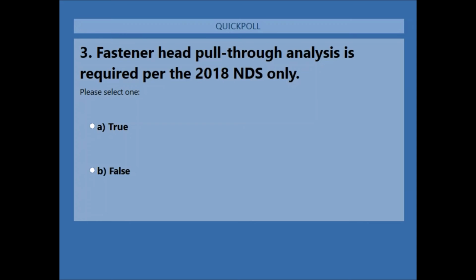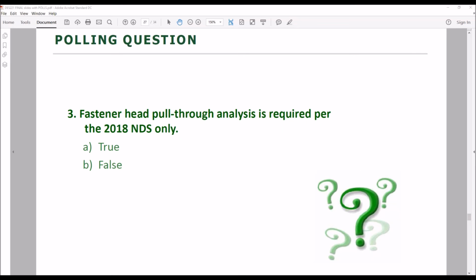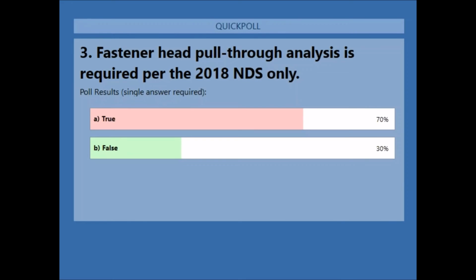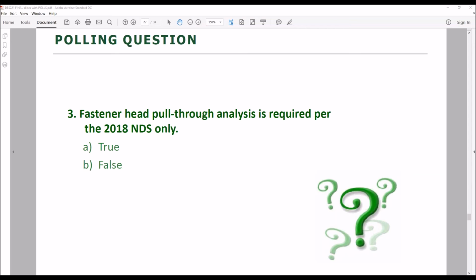Okay, it looks like everybody that's going to vote has pretty much voted. All right, so 70% say true, 30% say false. It's a little bit of a split there. Well, the majority do have it correct.